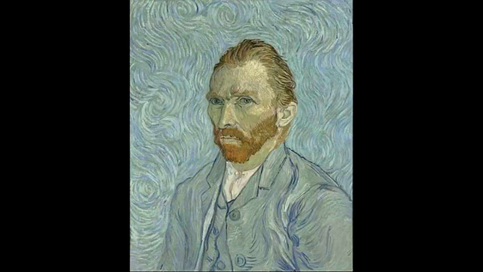Vincent van Gogh painted a self-portrait in oil on canvas in September 1889. The work, which may have been Van Gogh's last self-portrait, was painted shortly before he left Saint-Rémy-de-Provence in southern France. The painting is now at the Musée d'Orsay in Paris.